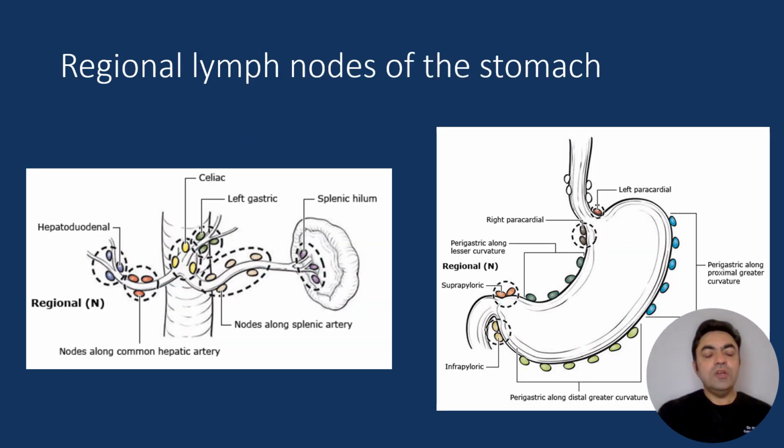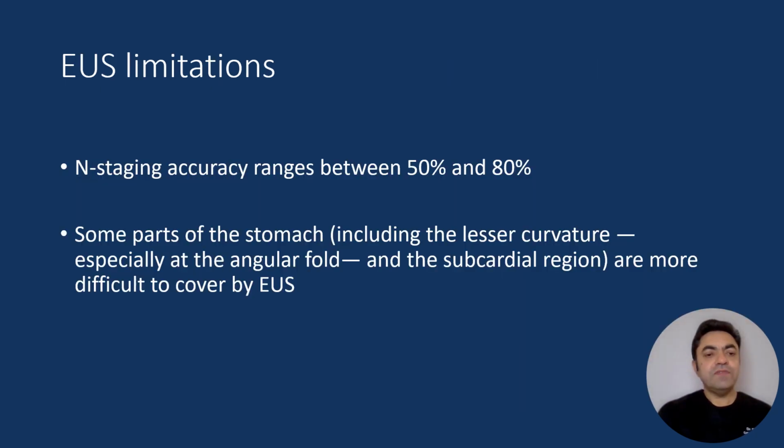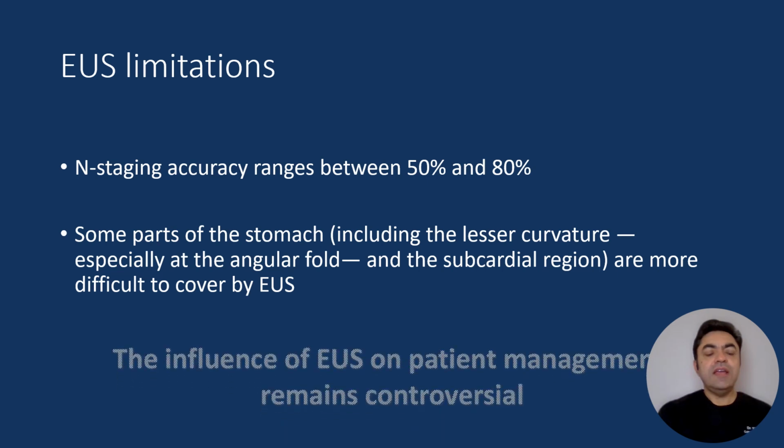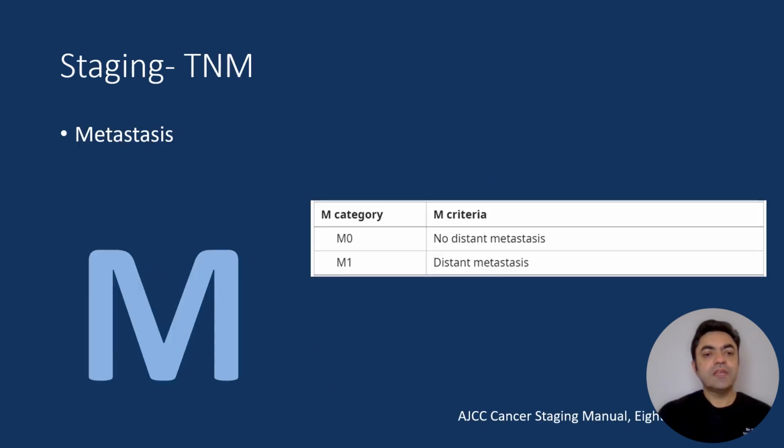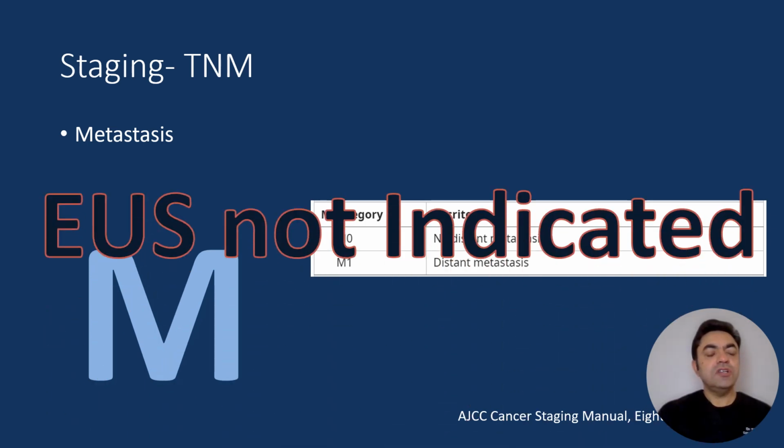With regards to the nodal involvement, there are several regional lymph nodes in the stomach that can be involved. And because of that, the N stage accuracy is not great with endoscopic ultrasound scan. Also, some parts of the stomach are not very well visualized with EUS, and therefore the influence of EUS on patient management with regards to N staging in gastric cancers remains controversial. As before, if metastases are identified in any cross-sectional images, then EUS is not indicated.